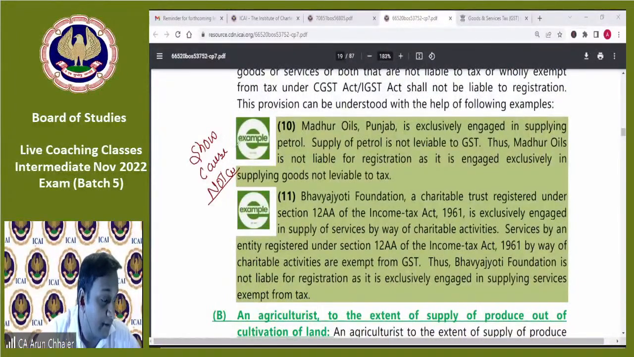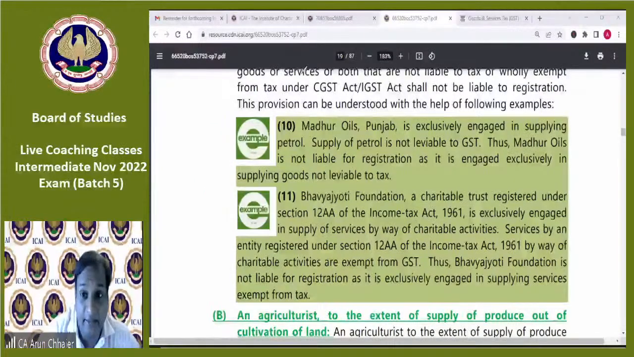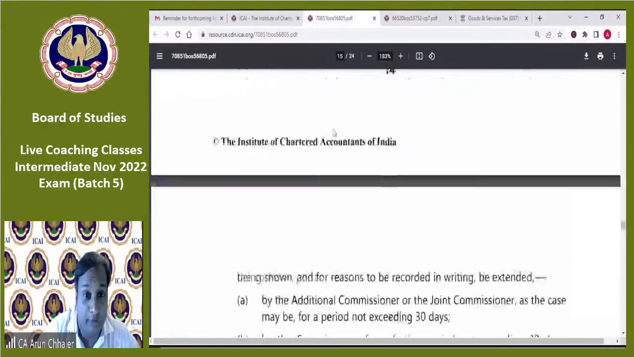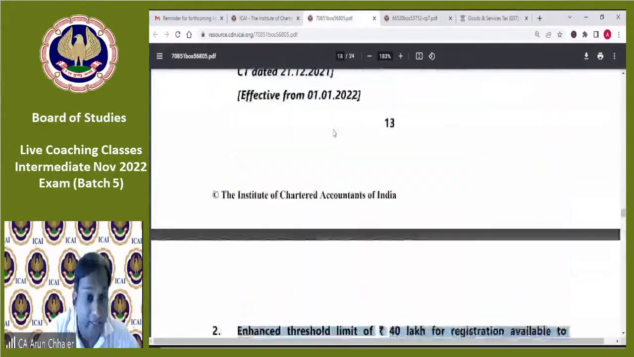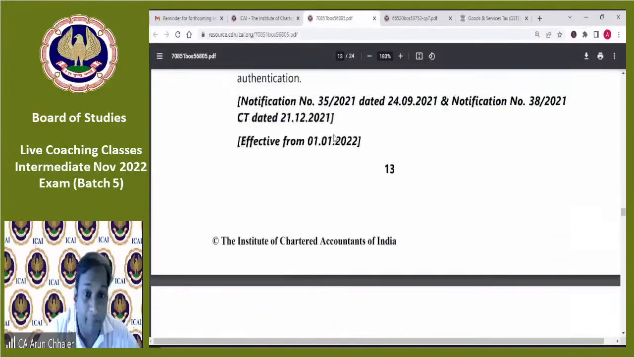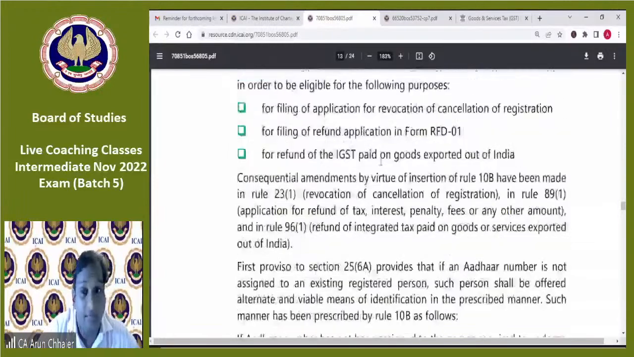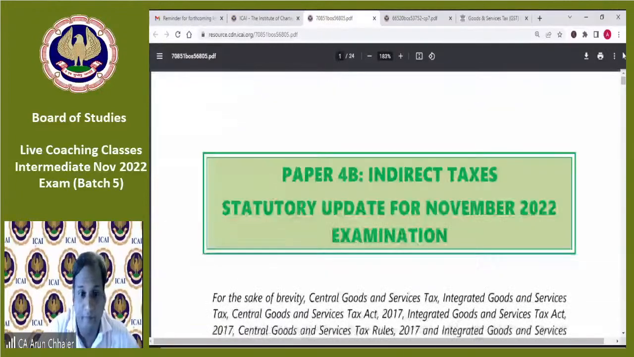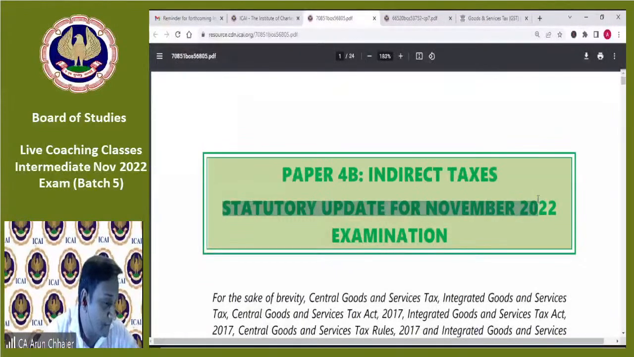Rule 10B is not covered in the May module. I have discussed Rule 10B. There is a separate amendment sheet, and I discussed Rule 10B from there. It is not covered in the study module also. Shivam, this is in the separate amendment sheet, a statutory update for the November 22 examinations.